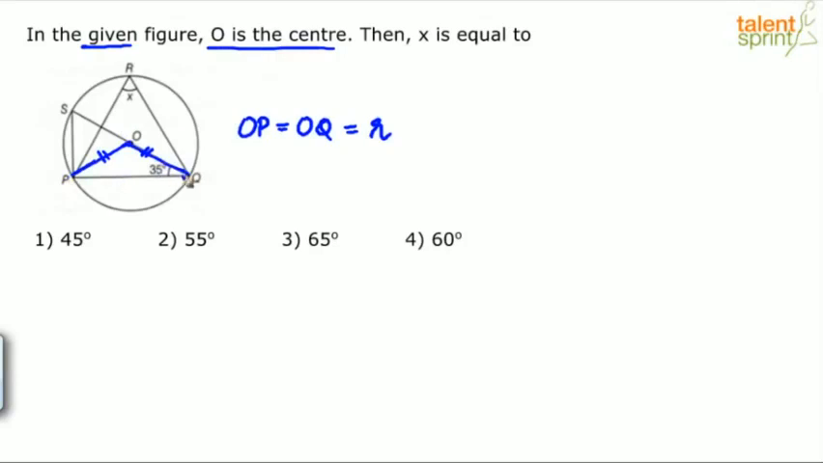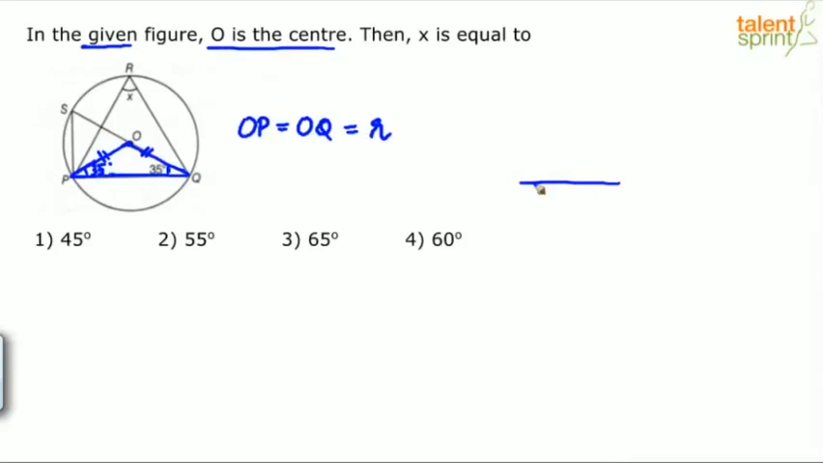Now because OP and OQ are equal, OPQ will become an isosceles triangle. Yes or no? Two of the sides are equal. So the triangle will be an isosceles triangle. If two of the sides are equal, their corresponding angles will also be equal. So angle Q, if it is 35 degrees, angle P will also be 35 degrees. Yes or no? Angle P will be 35 degrees.